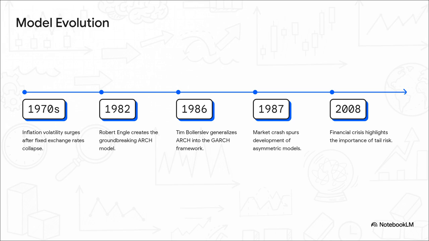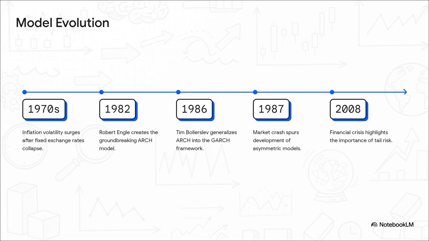Fast forward to 1982, and Robert Engle creates the groundbreaking ARCH model to mathematically capture that volatility clustering we talked about. That was such a massive breakthrough, it actually earned him a Nobel Prize. In 1986, Tim Bollerslev generalized that into the GARCH framework, which honestly still dominates today.